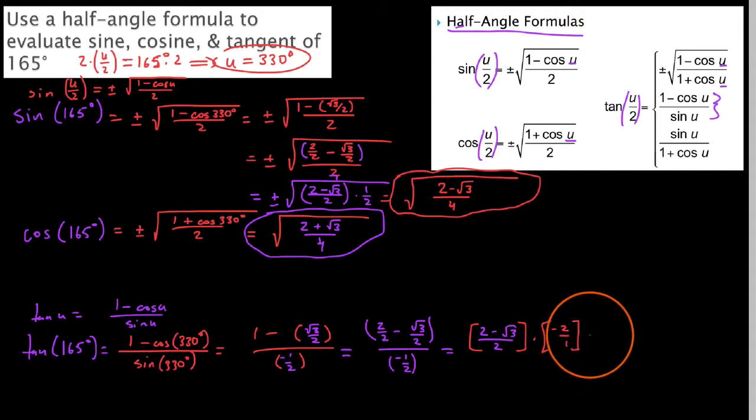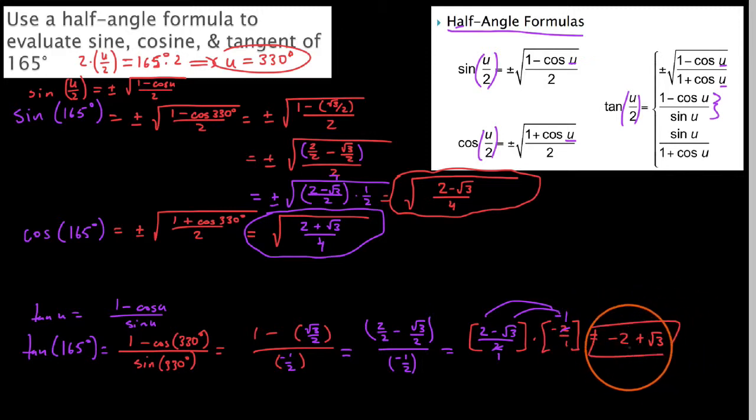So we get our 2's to cancel in this particular case, and we get a positive 1 and a negative 1. So what we end up with really here is this. Once we distribute this negative 1 through, we get negative 2 plus root 3. And this would be our exact tangent value of 165 degrees. And again, this could be verified with some difference formulas as well.